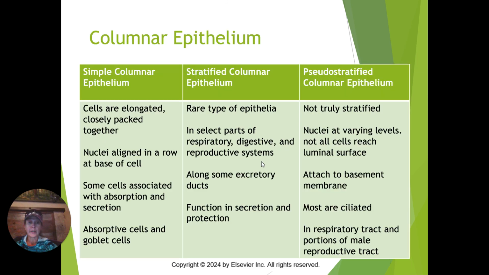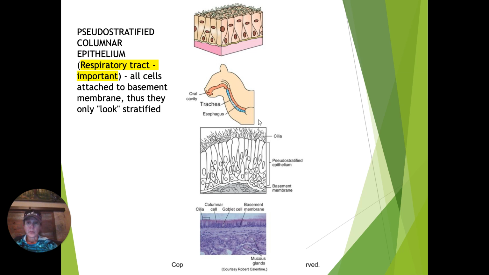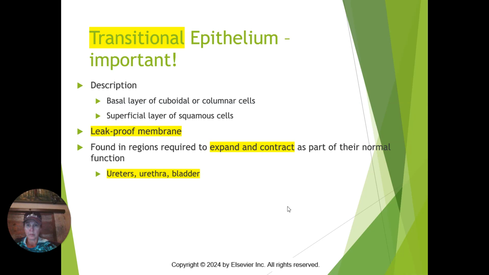Now, the pseudostratified, as I mentioned earlier, respiratory tract. So these are ciliated. All the cells are, in fact, attached to the basement membrane, although this does not show us a really good representation of that, but this little diagram does. Most of these are, in fact, ciliated. Again, remember those cilia in the respiratory tract, they're constantly trying to push things toward the mouth to get them out of the respiratory tract. So particulate matter, mucus, microbes.